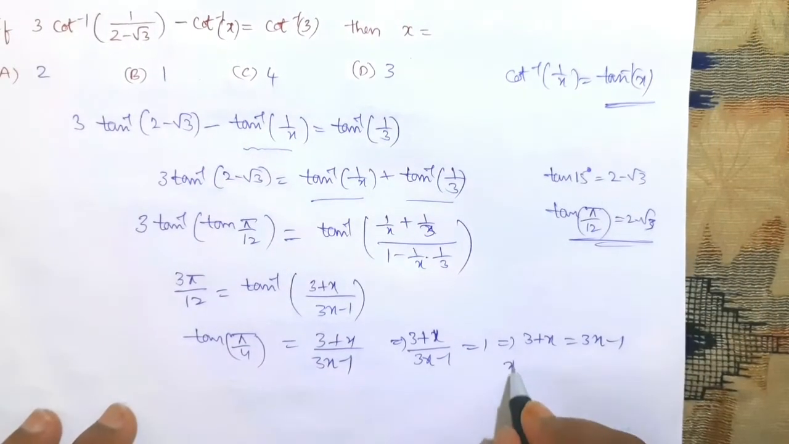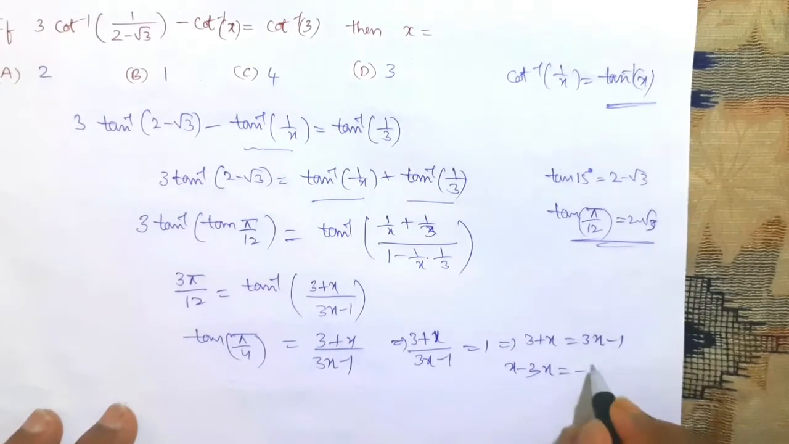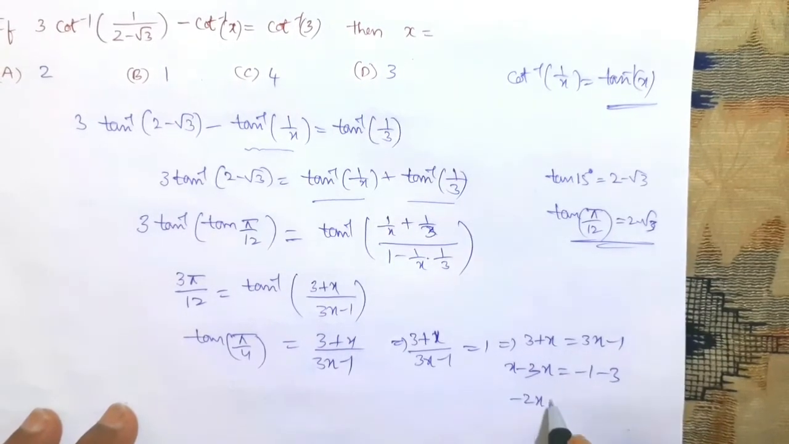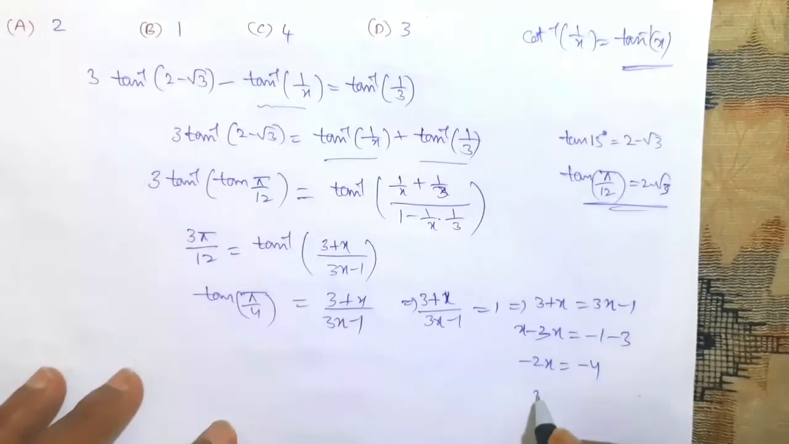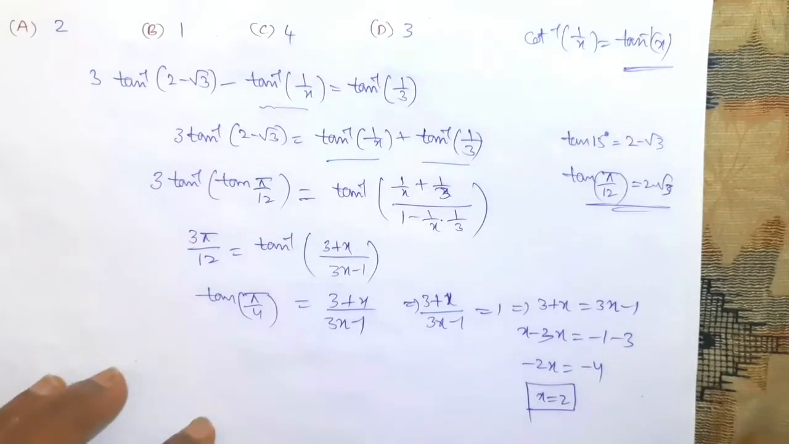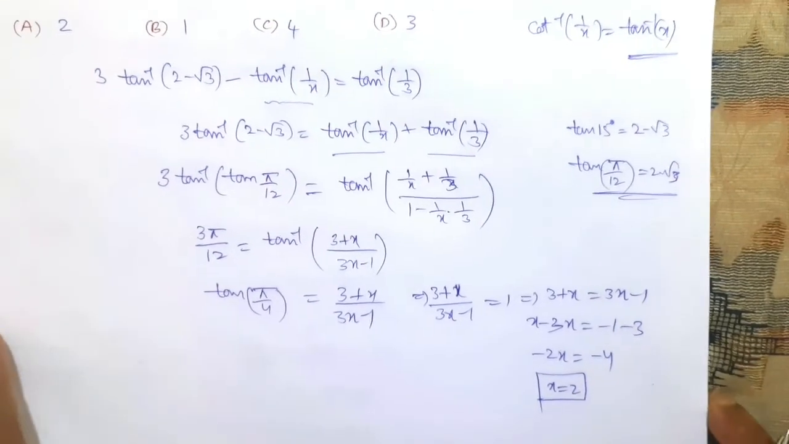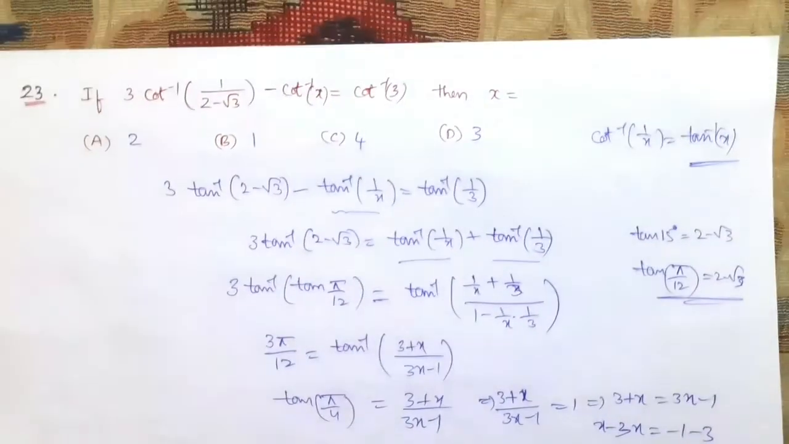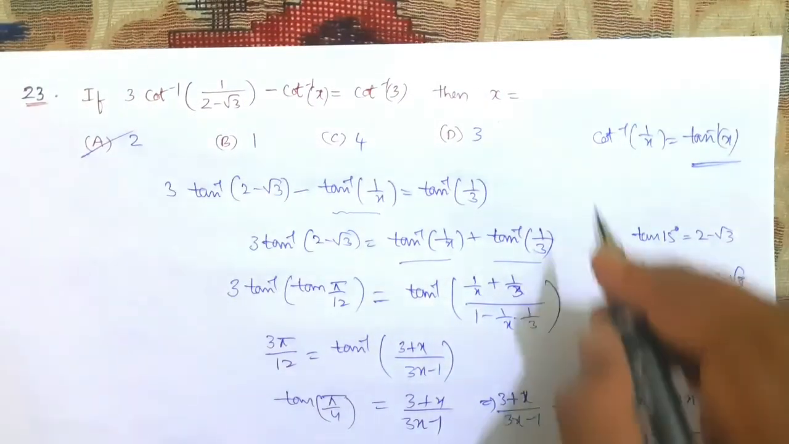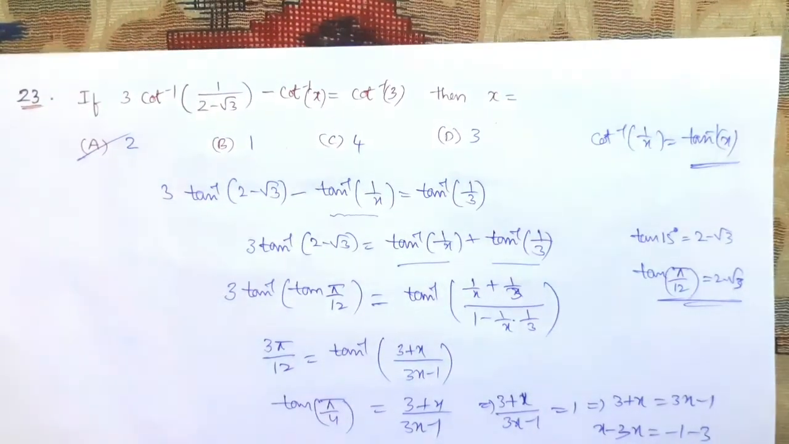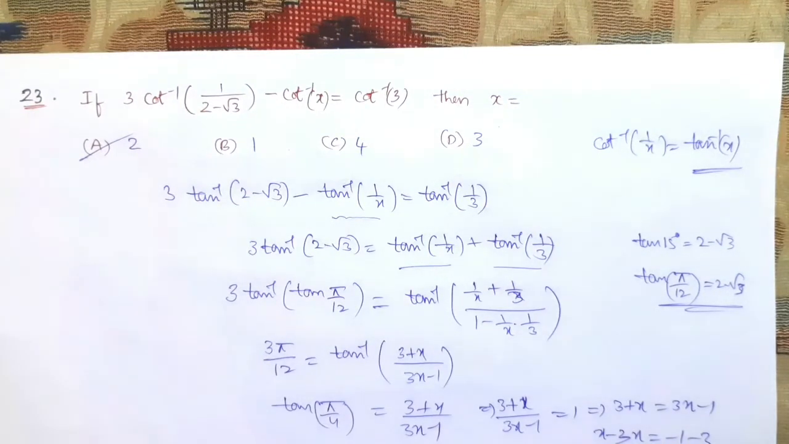Bringing x here, we get x minus 3x equal to minus 1 minus 3, minus 2x equal to minus 4, that means x equal to 2. So if you simplify properly, you will get the value x equal to 2. Next, question number 24.